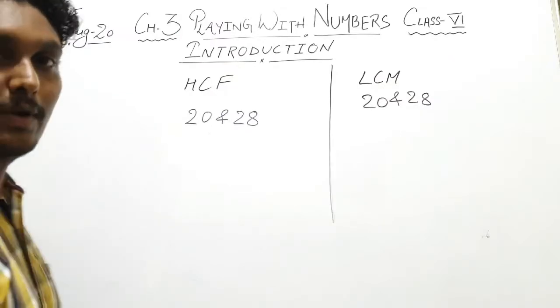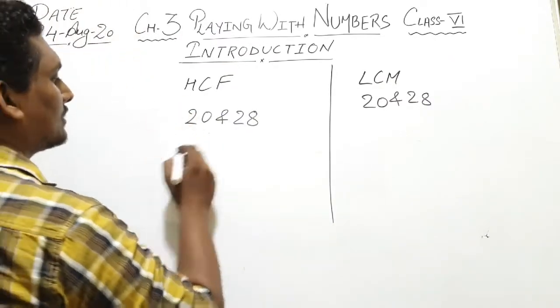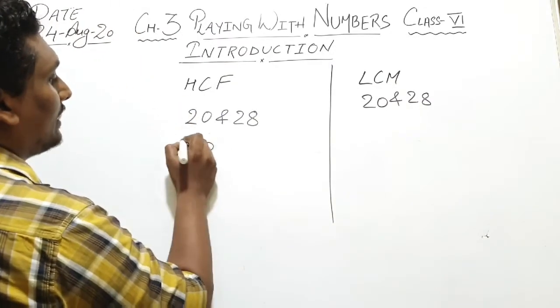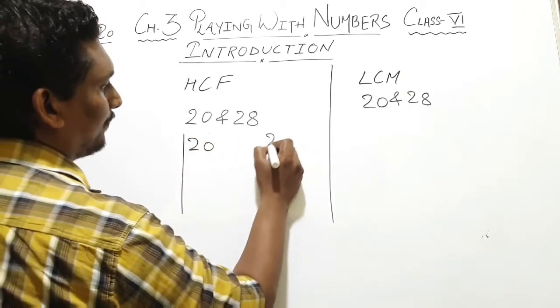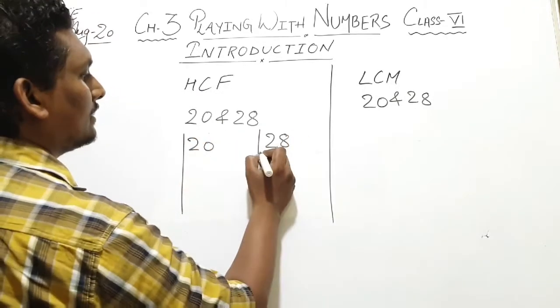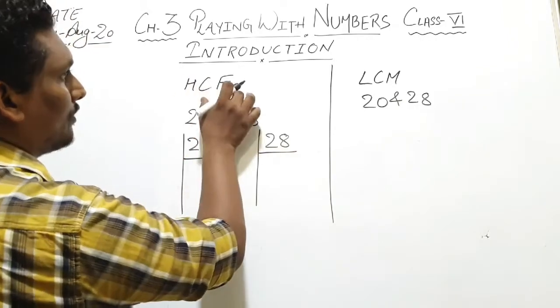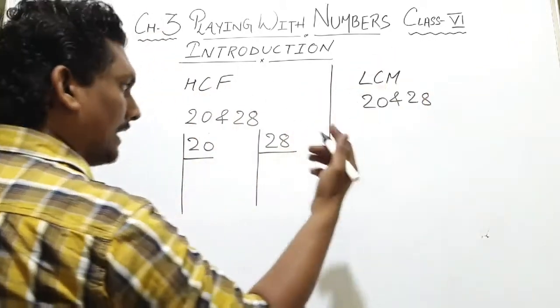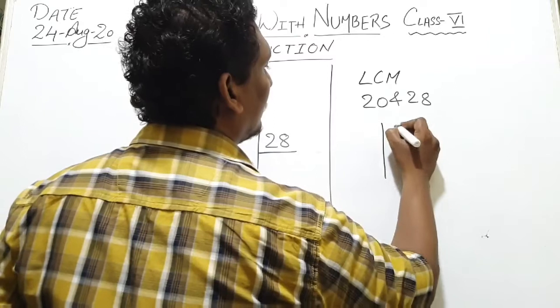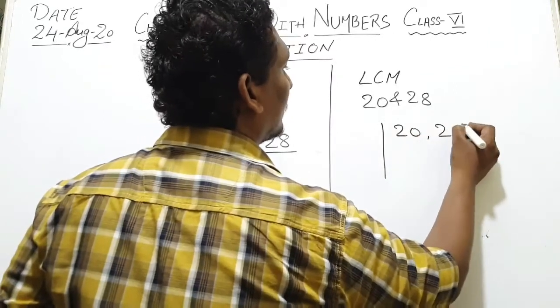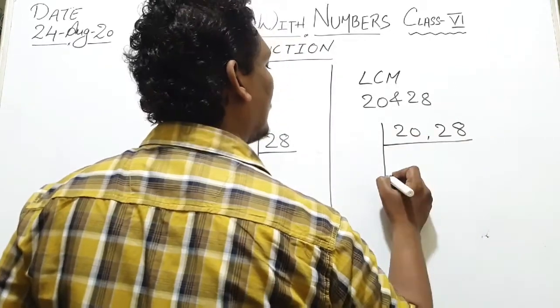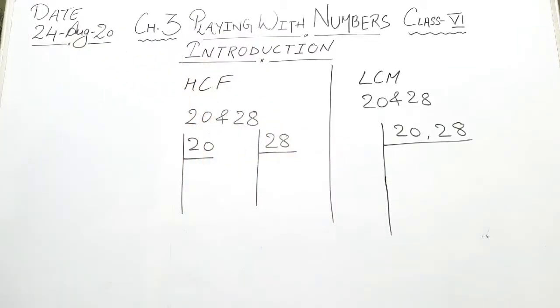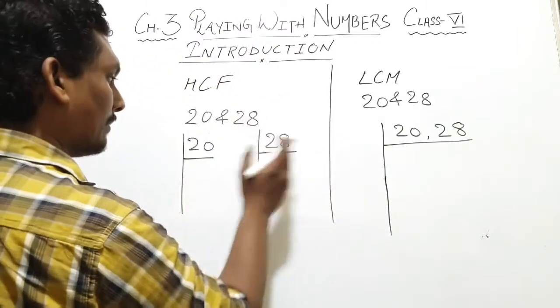So when the question is of HCF, you have to find it separately. Okay, this is the difference between highest common factor and lowest common multiple. In LCM we have to find it together, and in HCF we have to do it separately.